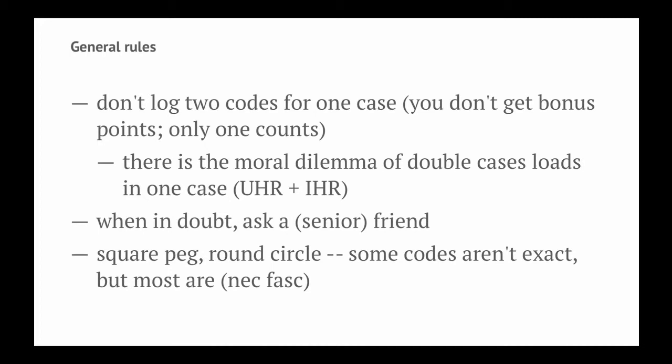And some of these codes, though, are not perfect. That's why I have square peg, round circle. You have to kind of find what's going to work for you. Necrotizing fasciitis: there's an actual debridement of skin and soft tissue, but it doesn't count as a major code. So you need to find a code that works for you. There's some debridement codes and whatnot, but just look for a code that's going to work for you, that's going to be a loggable case, because otherwise it's a waste of your time, and we don't want to have that.